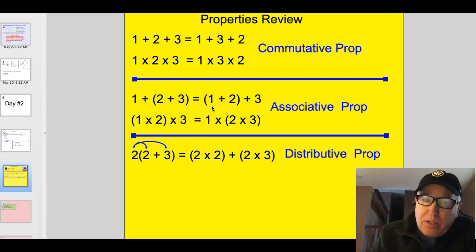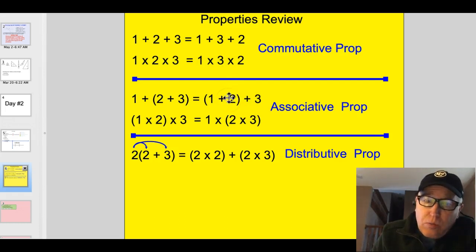Now we have the associative property of both addition and multiplication. The associative property says that you can group the numbers in any way you want when you have a string of them put together. A string of addition numbers like 1 plus 2 plus 3, I can group here first, or I can do 1 plus 2 plus 3. So this is changing the order, associative property of addition and multiplication.